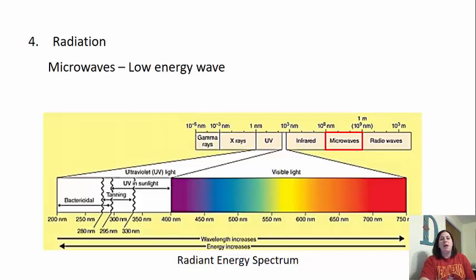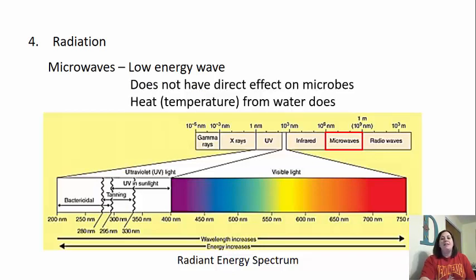Microwaves have a very low energy wave. It does not have a direct effect on the microbes, but the high temperature from the water does. When we microwave food and things like that, we're actually heating up the water molecules found in those substances. This is what causes that heat, and that's one reason why it's really uneven when you have that heating and you have to kind of stir it up. This will also start to affect the microbes too, based on how much water is present.